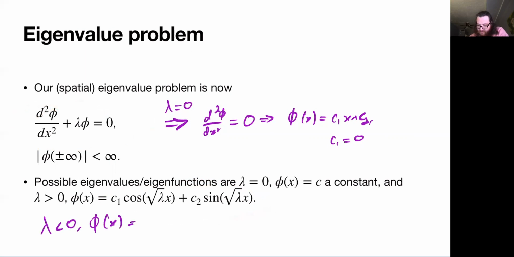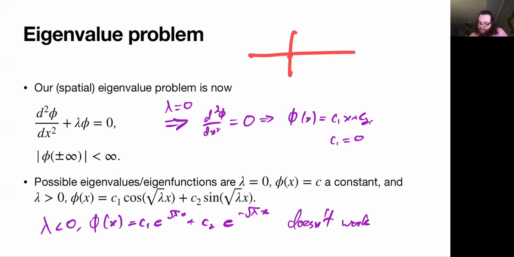Lambda negative, phi of x equals C1 e to the root lambda x plus C2 e to the minus root lambda x. This doesn't work, again, because either direction you go, right? If you go to positive infinity and C1 is non-zero, you're going to get something like that, which is going to tend to infinity. So C1 has to be 0 because we want that limit to be finite or bounded.